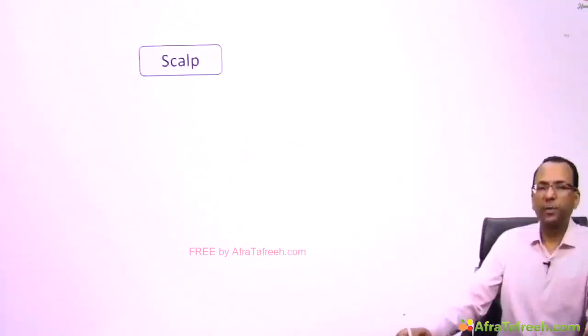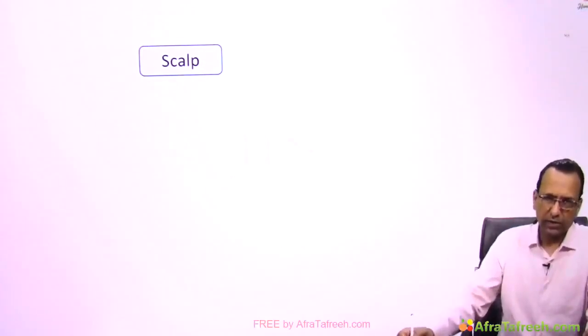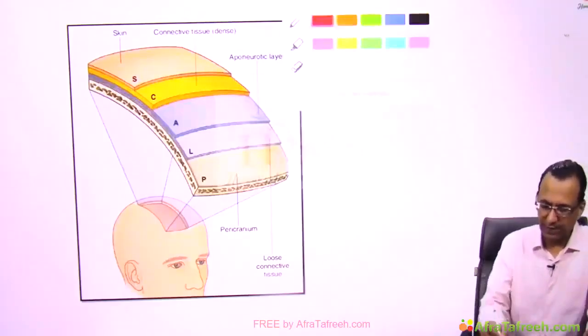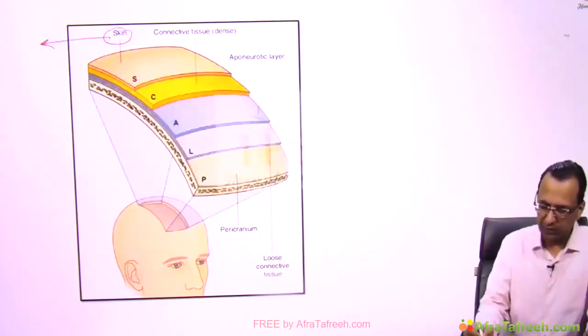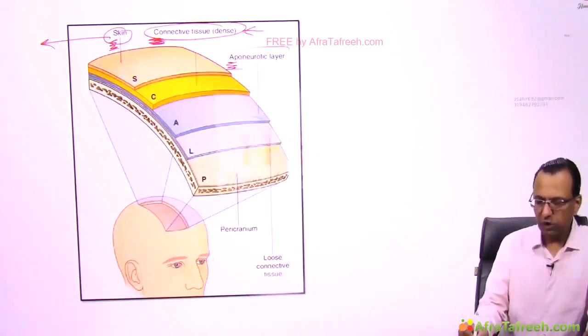Now we are supposed to look at some layers of the scalp. There are some questions asked on the scalp, so we are talking about that. Actually, SCALP. What is SCALP? S for skin. And what is C for? C for dense connective tissue. And what is A for? A for aponeurosis. Which aponeurosis?